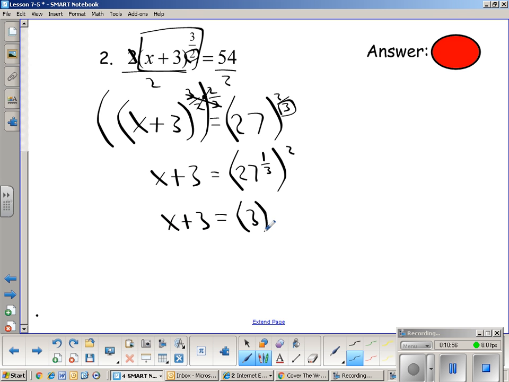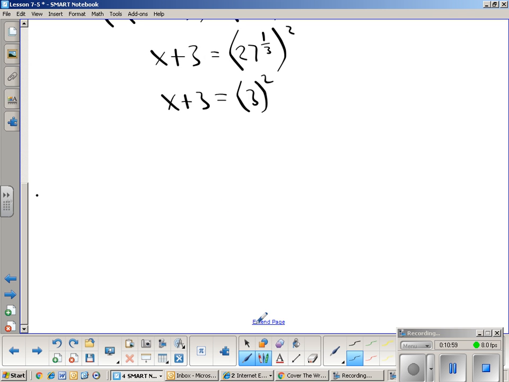3, right? What times itself is 27? Well, 3 times 3 is 9, times 3 is 27. So the cube root of 27 is 3. And what's 3 squared? So x plus 3 equals 9. So x is equal to 6.